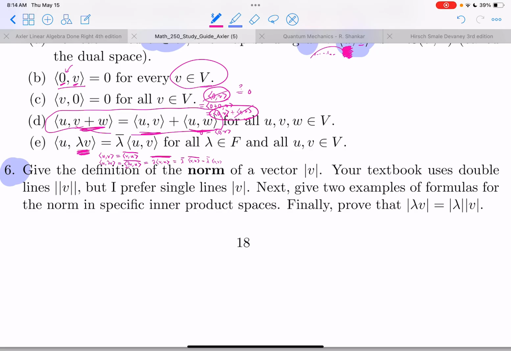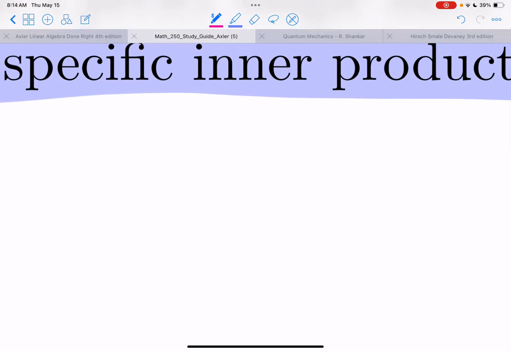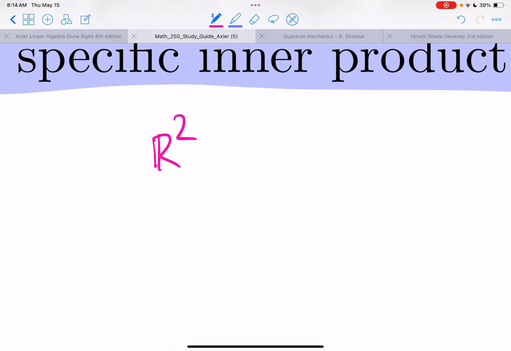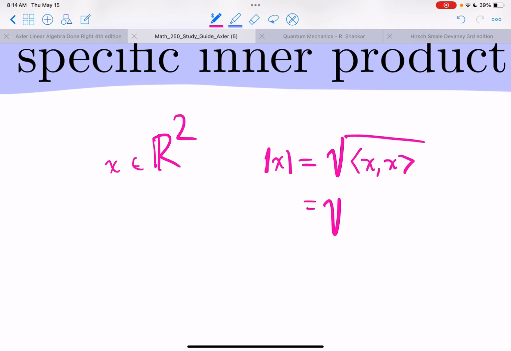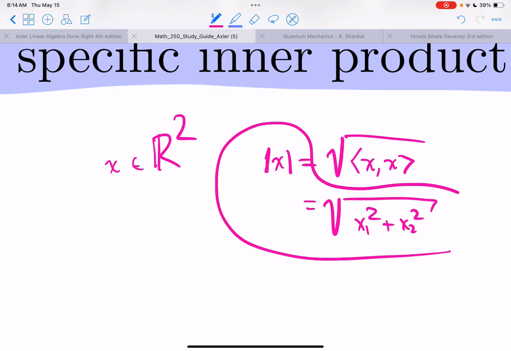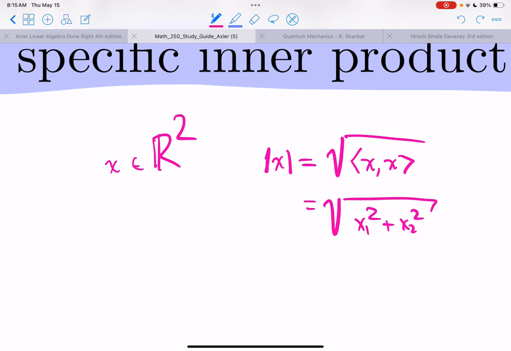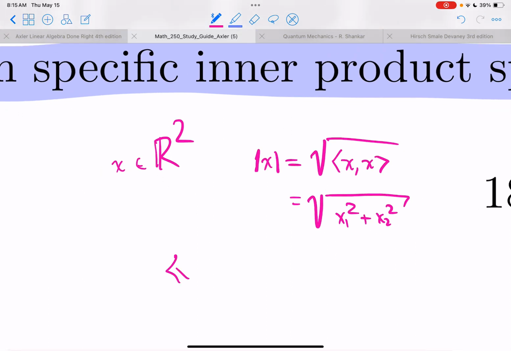Okay, so let's give 2 examples of the norm in specific spaces. Let's take vectors in R2 and the usual Euclidean norm. If you have a vector x in R2, then the norm of x will be the square root of x dot x, which is the square root of x1 squared plus x2 squared. In other words, this is just Pythagoras.